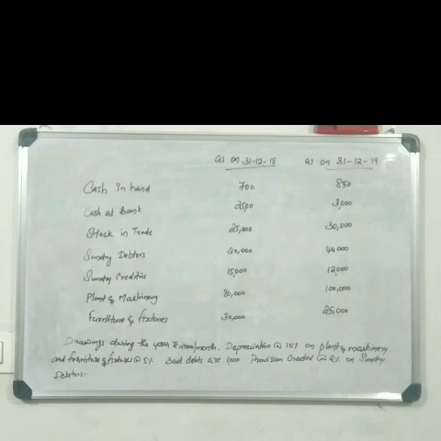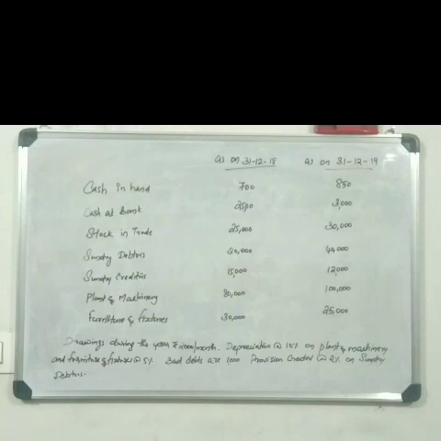Sundry debtors 30,000 and 40,000. Sundry creditors 15,000 and 12,000. Plant and machinery 80,000 and 1 lakh. Furniture and fixtures 30,000 and 25,000 respectively. Right, now drawings during the year is 2,000 per month. So the trader has taken 2,000 rupees per month for his family requirements.